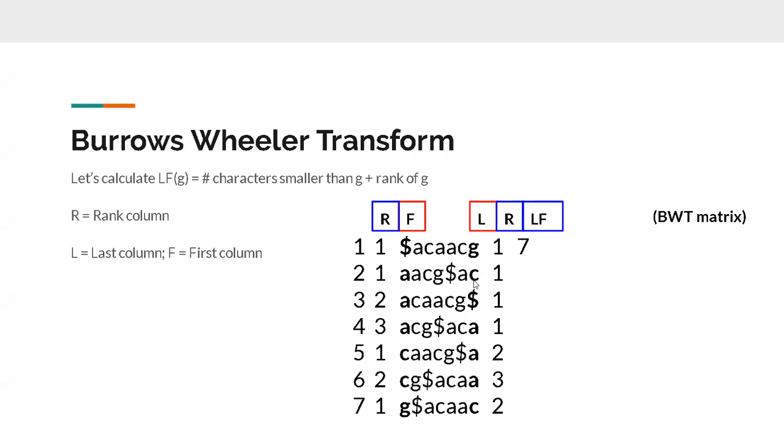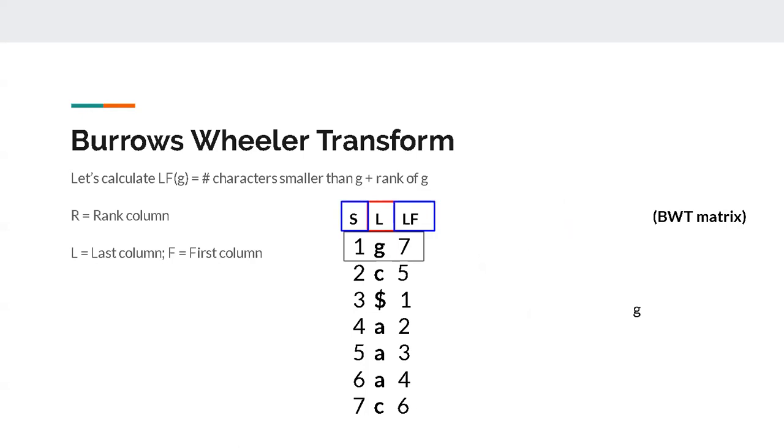Can you tell me then what would be the LF for C? In this case, you will be counting the number of alphabets which are smaller than C. 3 plus 2, 5. Yes, so the answer is 5. That's the LF of this C. And then you can keep repeating this exercise until you get the LF for each and every character in the last column. And now let's work with this and try to retrieve the original string from the Burrows-Wheeler transform.